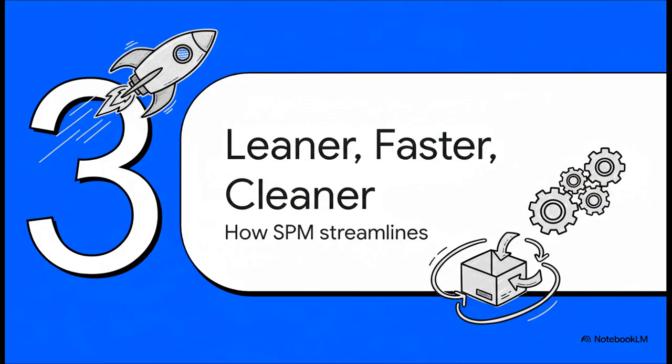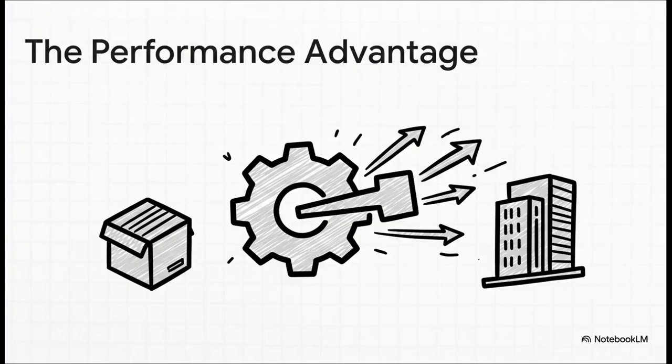So we've used words like minimal and native. What does that actually mean for your project's day-to-day? Well, let's talk about the lean, fast, and clean advantage. You see, because SPM is so tightly integrated with the Swift build system, it can figure out dependencies and compile code way more efficiently. And what that means for you is faster builds, fewer of those annoying merge conflicts in your project files, and an app that's just easier to understand.